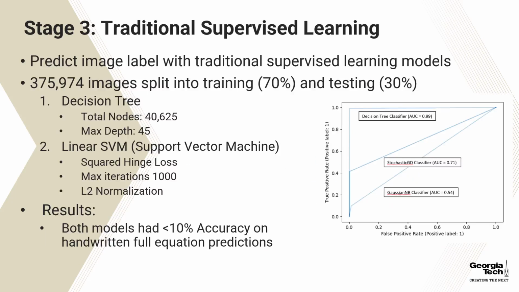The final stage in our algorithm is to implement traditional supervised learning techniques to label each character. First, we split the data into 70% training and 30% testing data. We attempted to use decision trees, support vector machines, and even naive Bayes to properly label the images. And while these techniques did a pretty good job of labeling the dataset, they did not generalize to our personally handwritten images and had accuracies of less than 10% when predicting the equations.